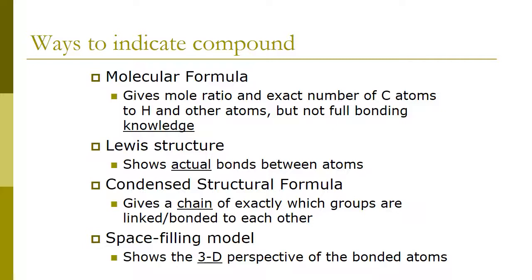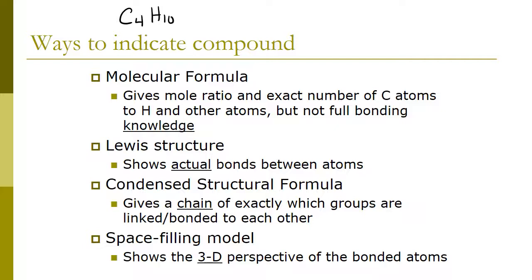The molecular formula just gives the mole ratio, so it tells you how many atoms of each element there are, but it doesn't say anything about how they're bonded to one another. So an example of a molecular formula would be C4H10. You know that there's 4 carbons and there's 10 hydrogen, but that's all that you know.